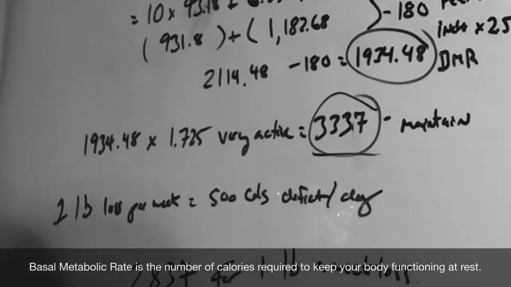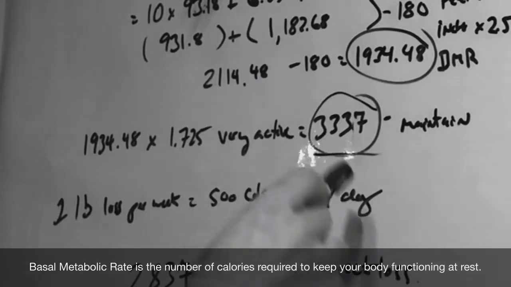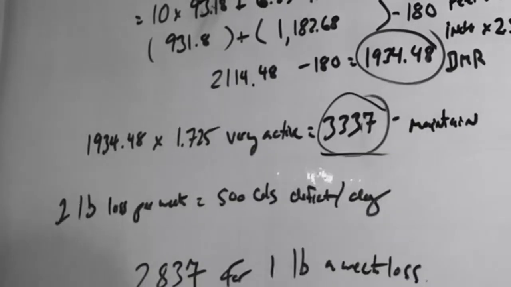Basal metabolic rate. That's how many calories my body just needs to take in to run itself on a daily basis. To breathe, if I was to do nothing, lay in bed all day, the systems, they require that much energy to optimally function. So here's what we have to do now. We have that number, 1934.48.